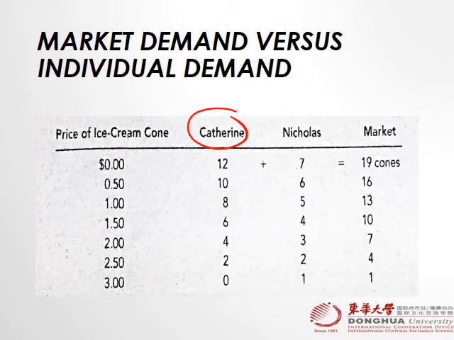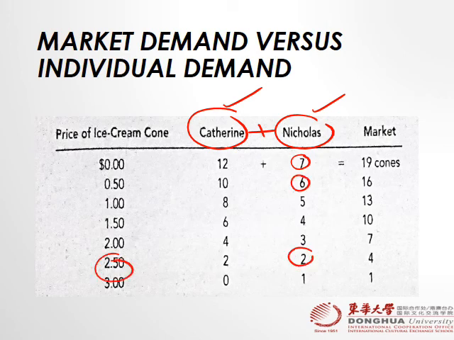previously we had just Catherine, and now a new consumer comes into the demand, that is Nicholas. So how do we construct the market demand? We just sum Catherine's and Nicholas's demand. When the price is 0, Nicholas wants to consume 7. When the price is 0.5, he wants to consume 6. When the price is 2.5, he wants to consume 2. So you just add to the market here. So that is your market demand.